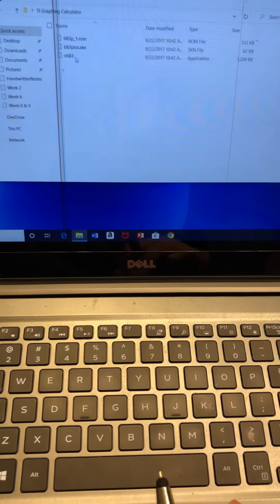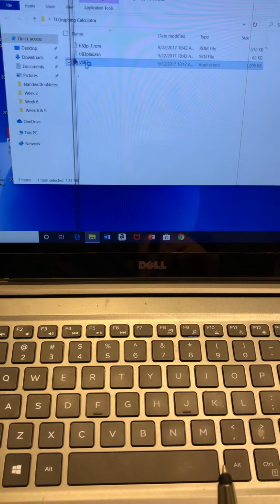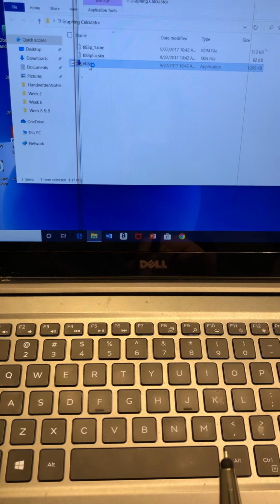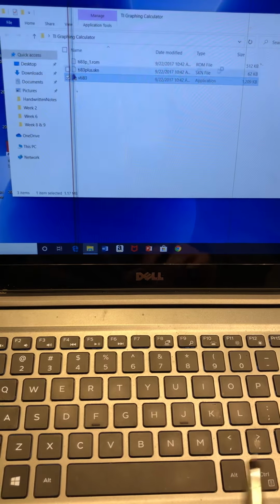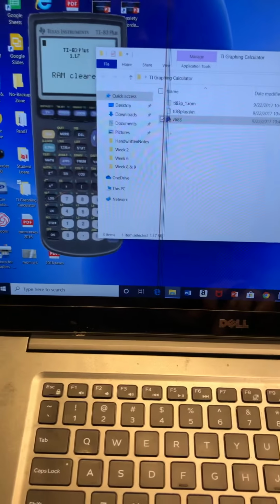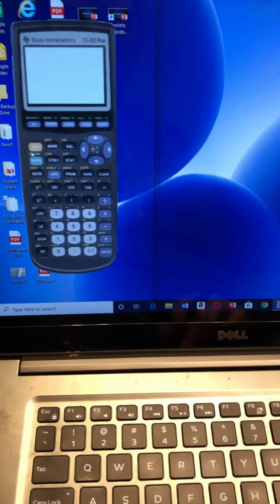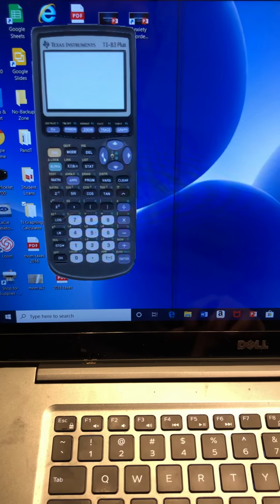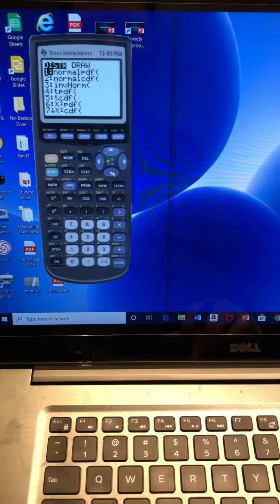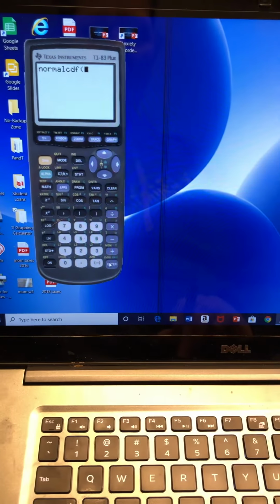So on the calculator, you do what I was trying to show you. Let's go back to the first one here. So you go to second vars, and you go to normal CDF, which is number 2, always.